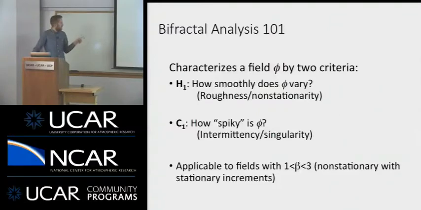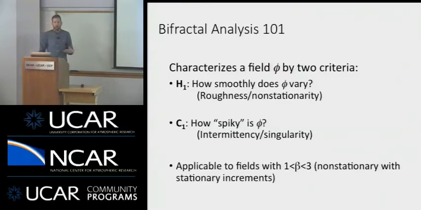And we can only apply this to fields with a spectral slope between 1 and 3. So this is important. This was the original motivation for doing all this spectral analysis in the first place, just to establish that cloud and rainwater are in this range of spectral slopes to which we can apply this analysis. This number, the spectral slope in this range, basically indicates a non-stationary field with stationary increments.